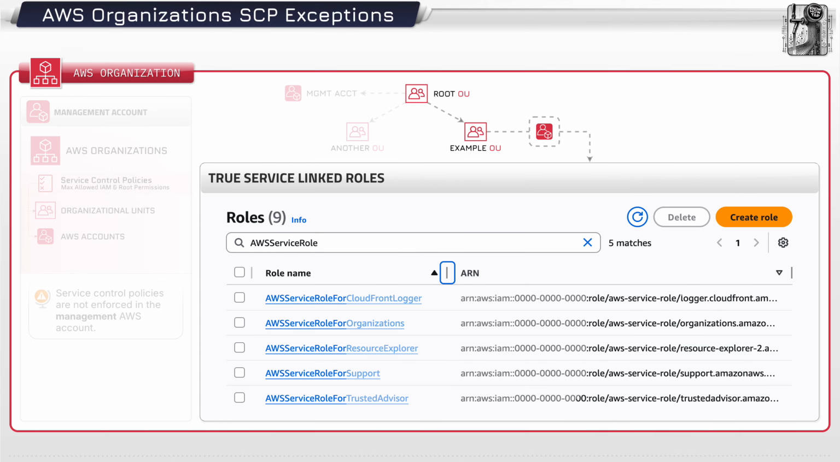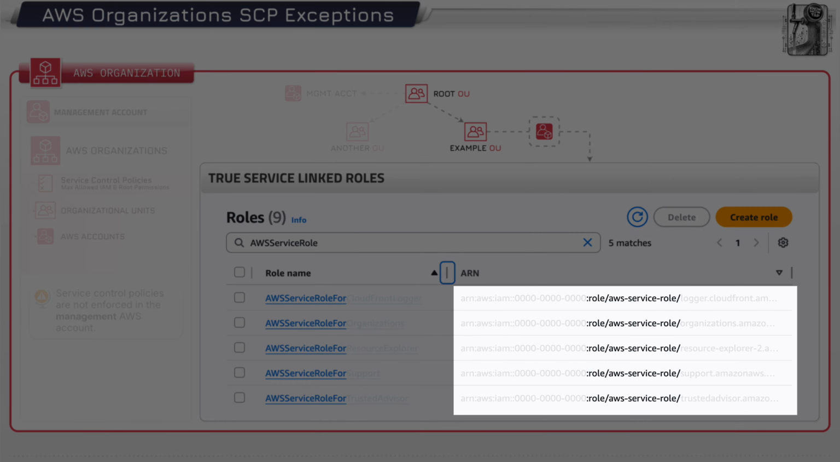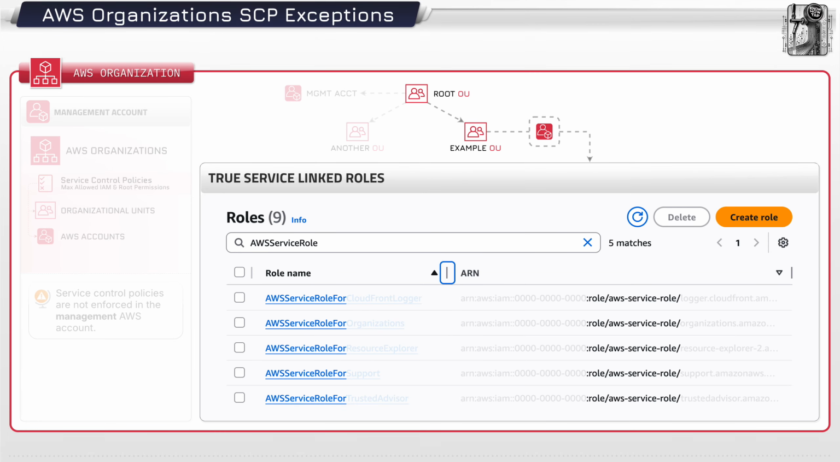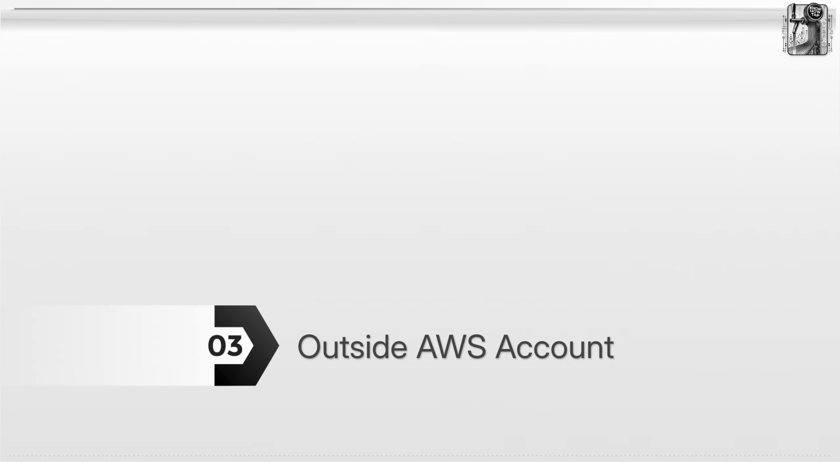If you look at the role's ARN, you'll also see the AWS-service-role in the path. That naming pattern is one of the easiest ways to tell whether a role is a real service-linked role. Alright, the third type of exception we want to cover is access to resources by identities outside of your organization, specifically identities that live in AWS accounts that are not part of your organization.